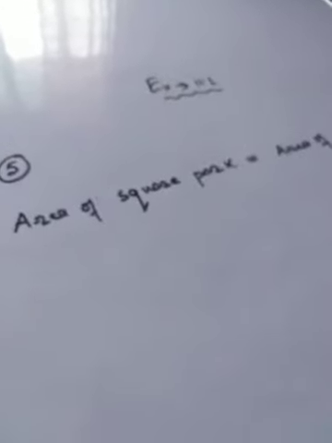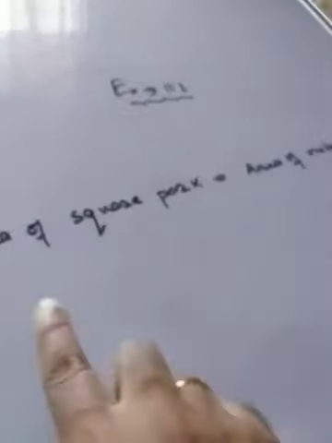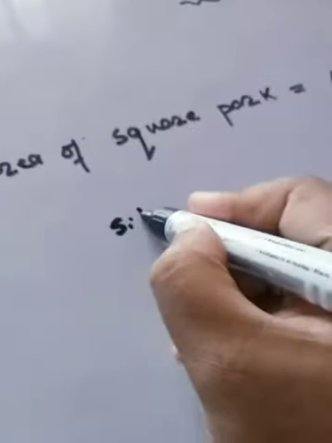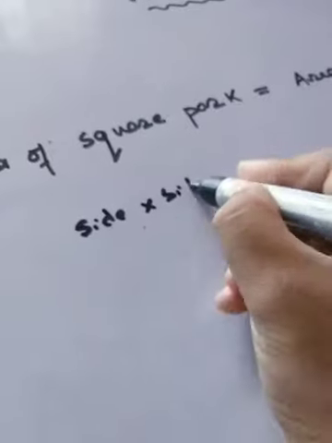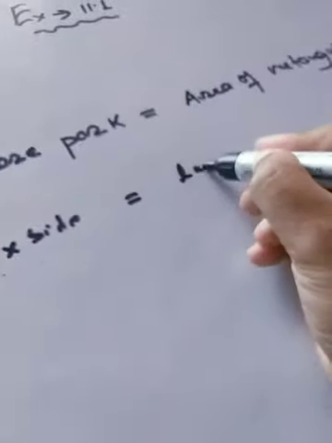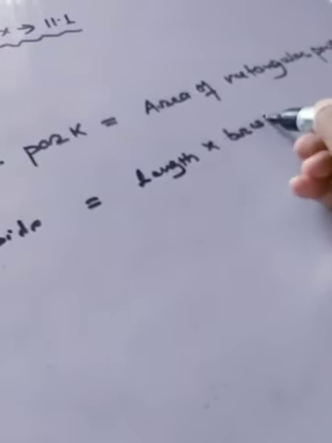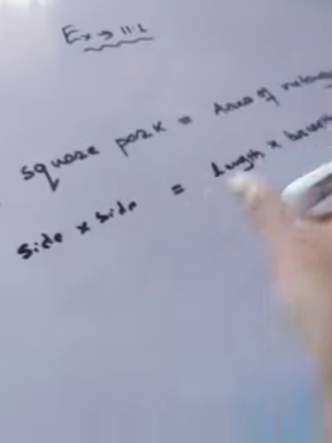Now see, question number 5: the area of a square park is the same as a rectangular park. It is the first sentence of the question. So the area of the square park is equal to the area of the rectangular park. Now what is the formula of the area of a square? It is side into side, isn't it? And what is the area of a rectangle? That is length into breadth, isn't it? So what we did, we compared the formulas.